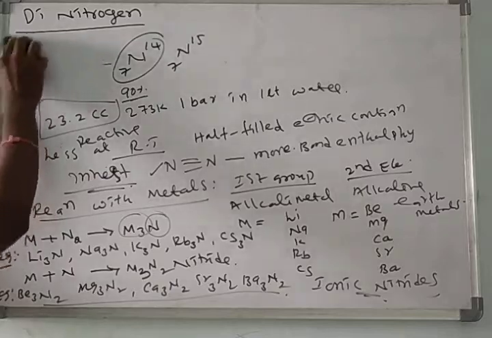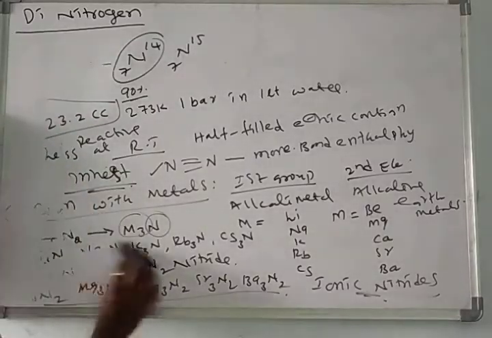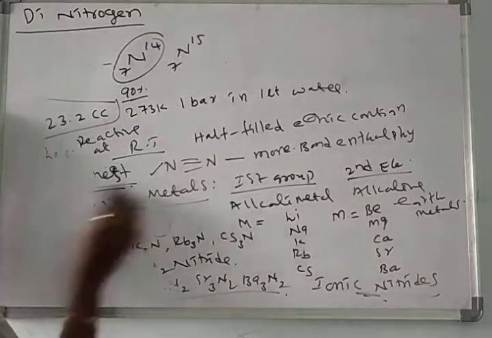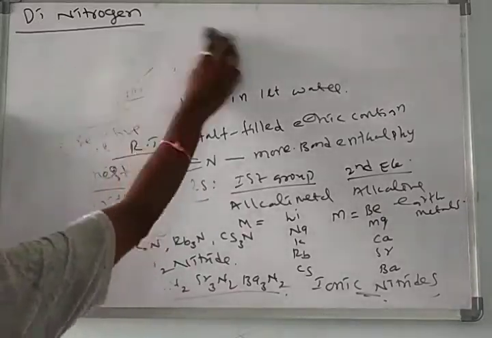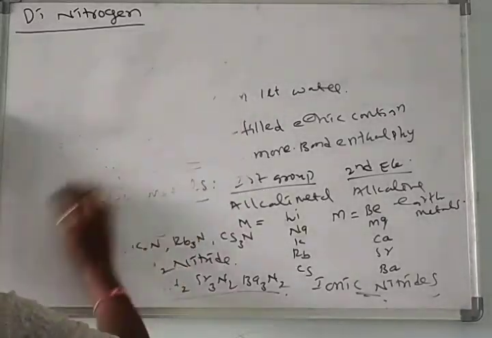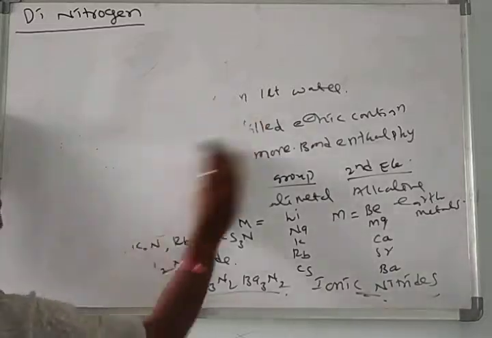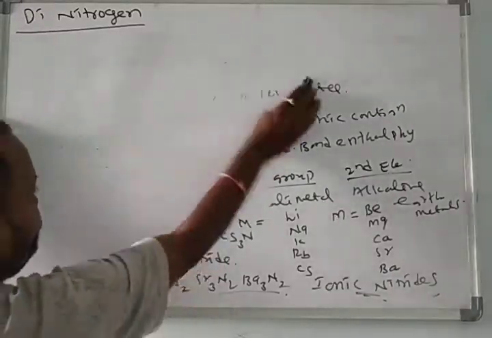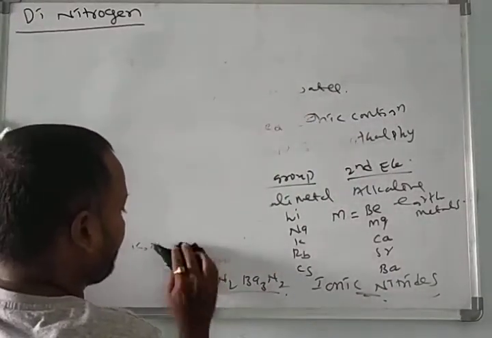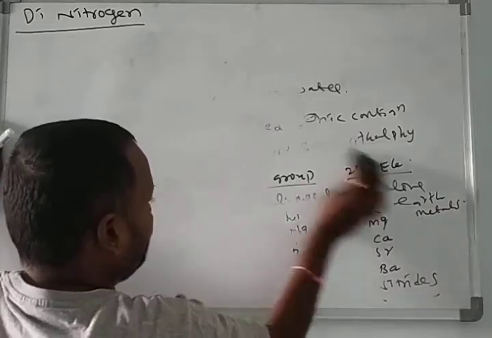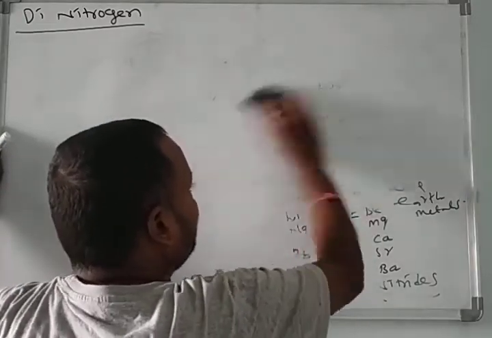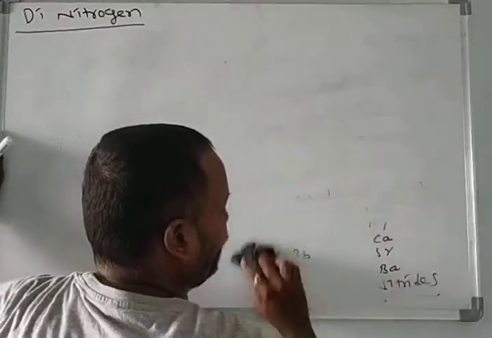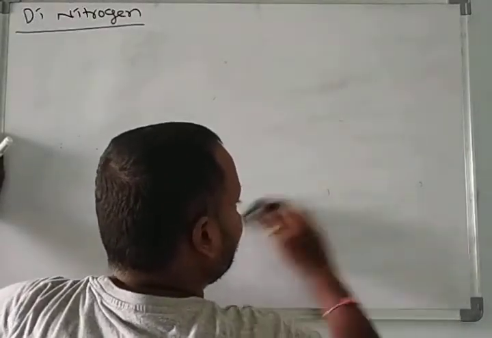In continuation, we'll see some more chemical properties of dinitrogen: reaction with hydrogen and reaction with oxygen. We'll see that next.